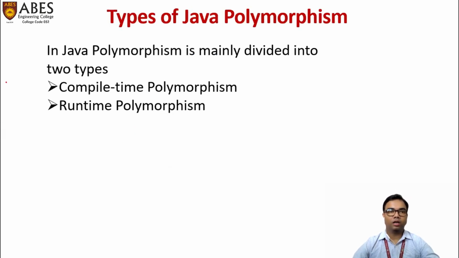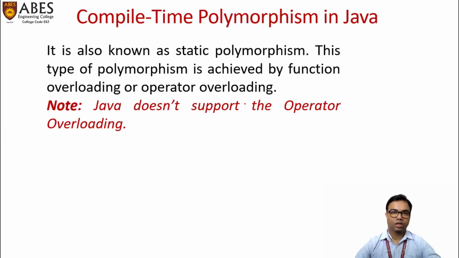There are two types of polymorphism that Java supports. The first one is compile time polymorphism, and the second one is runtime polymorphism. So what is compile time polymorphism? It is also known as static polymorphism, and this type of polymorphism is achieved by function overloading or operator overloading.